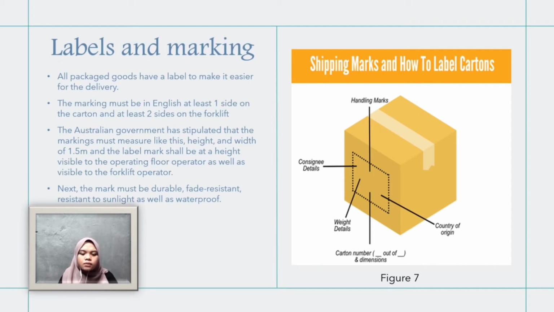and the label mark shall be at a height visible to the operating floor operator as well as visible to the forklift operator. Next, the mark must be durable, weather resistant, resistant to sunlight as well as waterproof. As you can see at figure 7, that shows the shipping marks and how to label cartons.